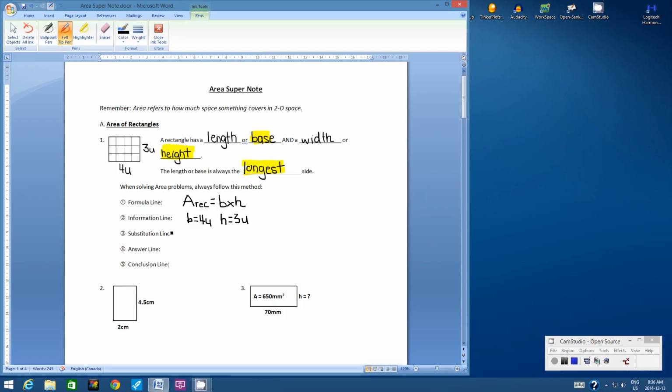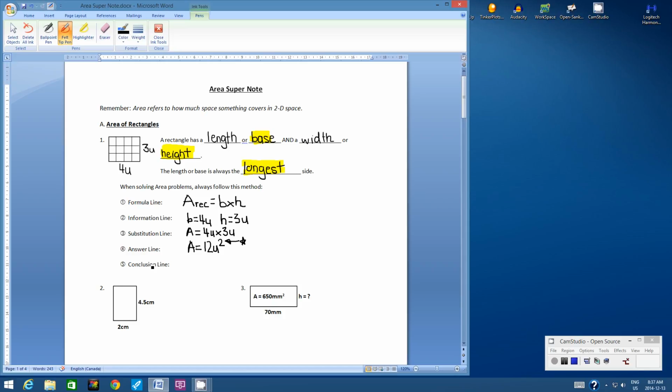Next is the substitution line. We take the formula and substitute the information that we know. We don't know the area, but we know the base, 4 units, times the height, which is 3 units. The fourth line is the answer line, where we do our calculations. So area equals 4 times 3 is 12. And don't forget our units. In terms of area, remember, area units are always something squared. Okay, this is very important to remember.